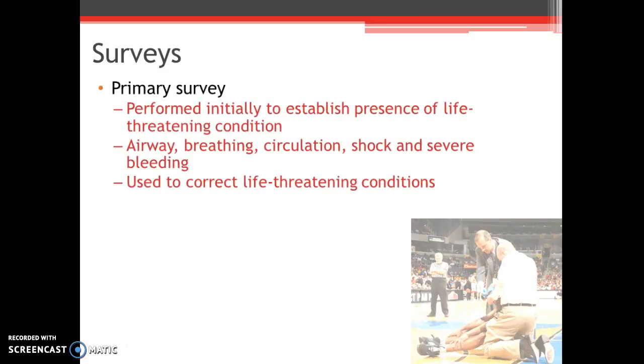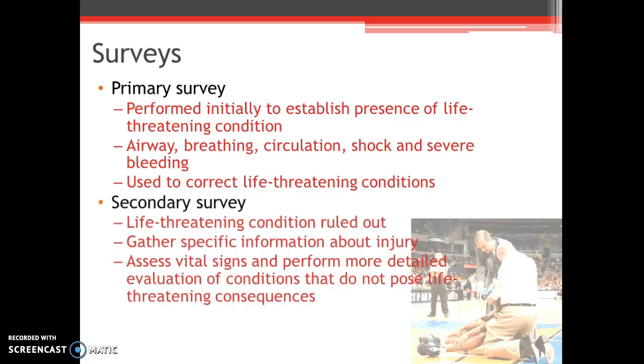All right, so our different surveys. Primary survey, like I said, life-threatening condition is what we're looking for. As we go through that, this right here is basically your first aid CPR class that most of you should have had. If you haven't yet, you will have, but you talk a lot and you discuss a lot about this primary survey. Moving on to the secondary survey, all we're looking at here is when a life-threatening condition is ruled out, that is when we are able to go into our secondary survey.